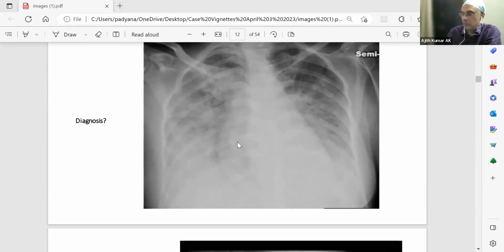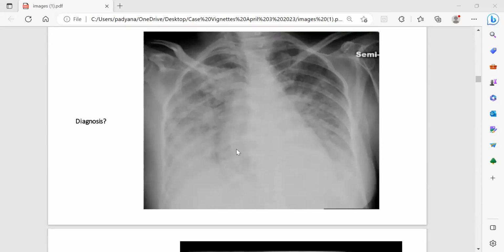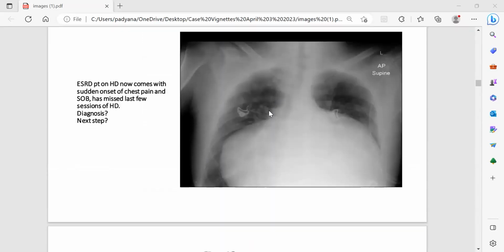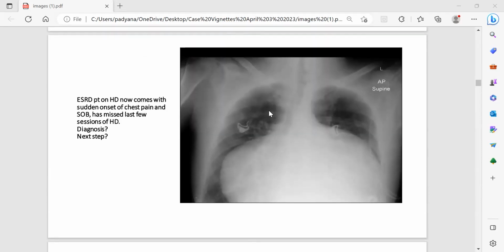Right. It's a rotated film. Otherwise, other differential diagnoses like RHD, mitral stenosis, these things you need to keep in mind. But here you can't comment because it's rotated. Anybody wants to comment on this?